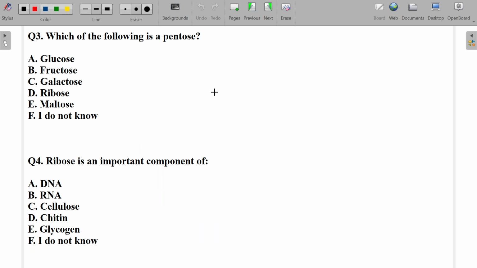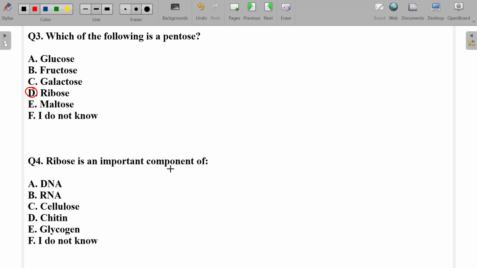Okay, our next question. Question 3. Which of the following is a pentose? A. Glucose, B. Fructose, C. Galactose, D. Ribose, E. Maltose, F. I do not know. Ribose. Yes, correct.